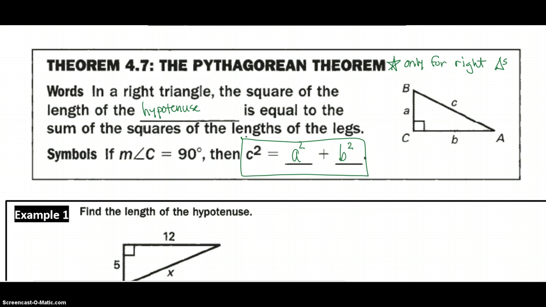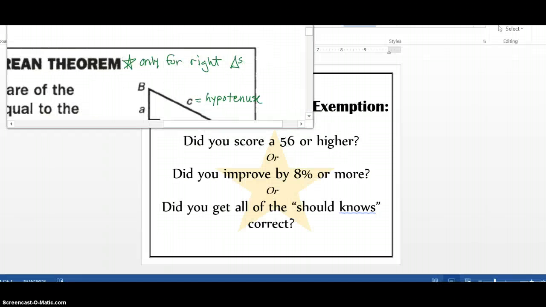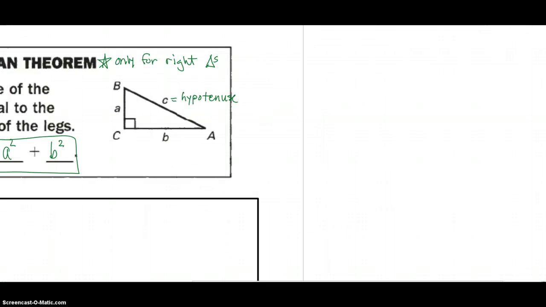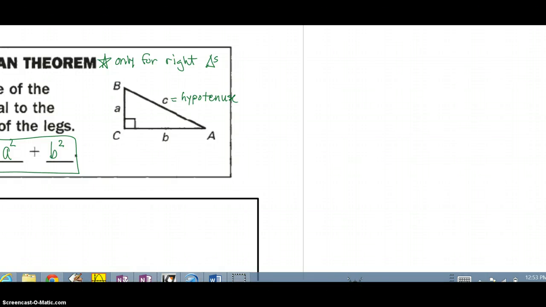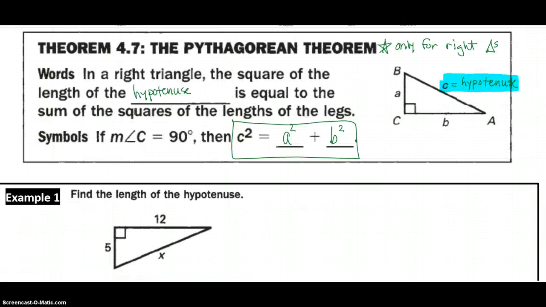Now the key here is that you have to put c in the right place. C has to be the hypotenuse. That is not an option. Oop, that's not what I wanted. My mistake. Okay, so like I was saying, C has to be the hypotenuse. That is not an option.